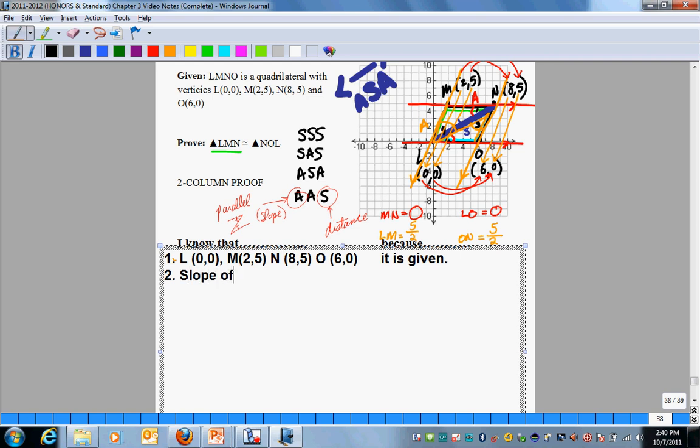Now I know the slope of MN equals 0 and LO equals 0. I found that using the slope equation. Because of that, I know that line MN is parallel to line LO, because these slopes are equal.